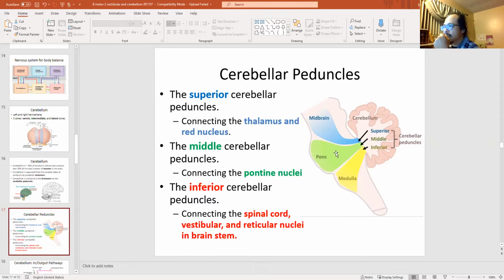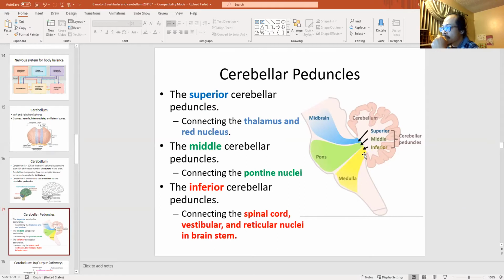The middle one goes to the pons, and the pons basically goes to the cortex. The cortex needs to communicate with the cerebellum, but it doesn't directly send signal down here. It sends through the pontine nuclei, and then the pons sends signal in. So the middle cerebellar peduncle is the one that receives the input from the cortex. So it is basically the input pathway, and here is the inferior one.